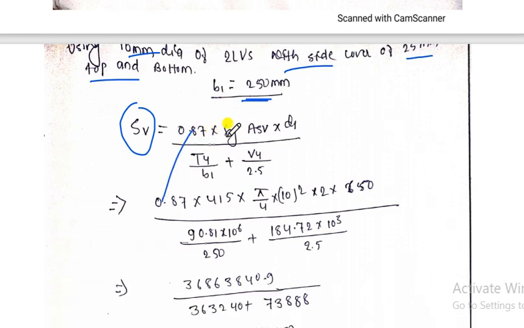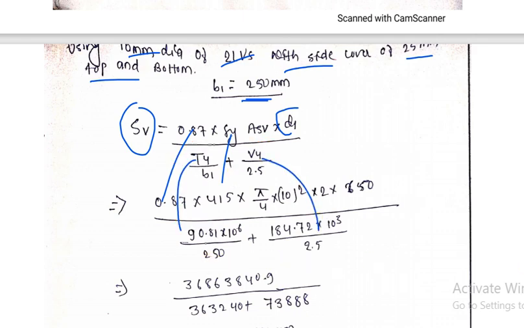fy is 415, Asv will be pi by 4 into the diameter squared. How much diameter have we taken? 10, into 2, because it is 2-legged vertical stirrups, and I have explained what you mean by 2-legged vertical stirrups. The stirrups which are generally used in normal residential construction are nothing but the 2-legged vertical stirrups. And this d will be 700 minus 25 minus 25, which is 650, right. Similarly, the Tu value we have already calculated, right, and the Vu value we have already calculated, right.